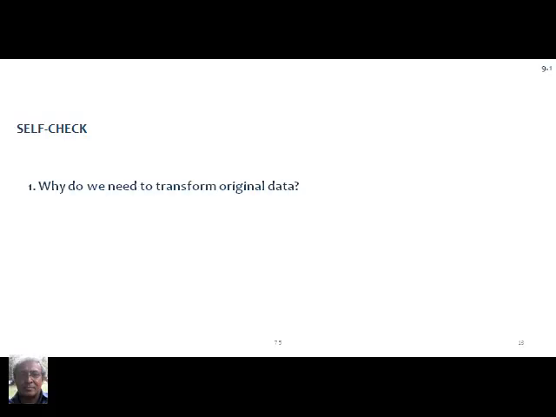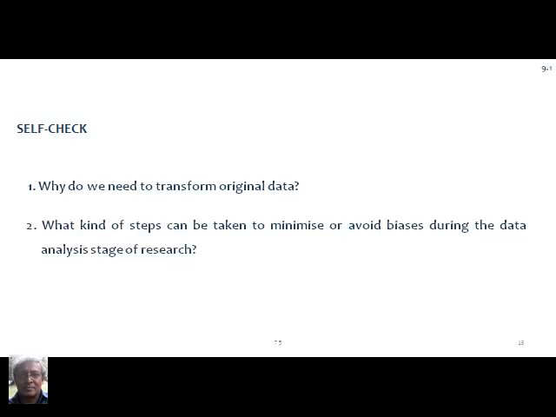Self-check. Why do we need to transform original data? What kind of steps can be taken to minimize or avoid biases during the data analysis stage of research?